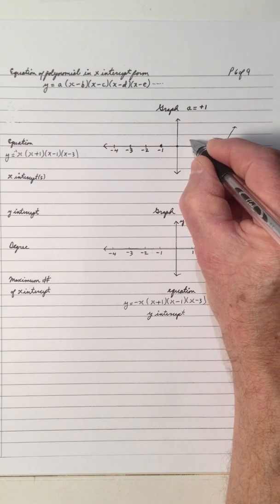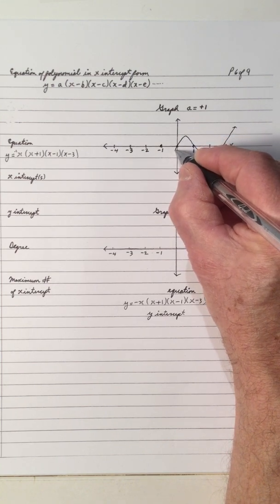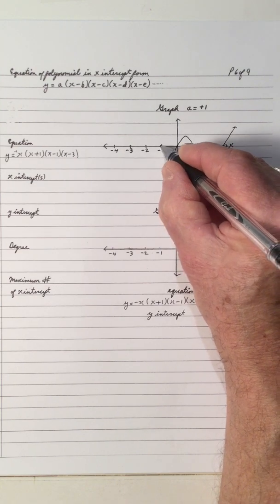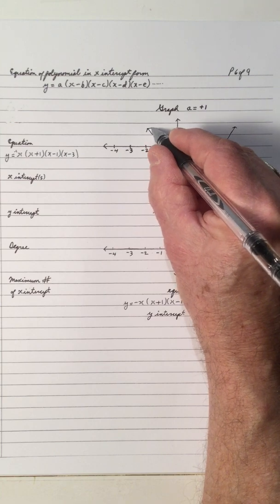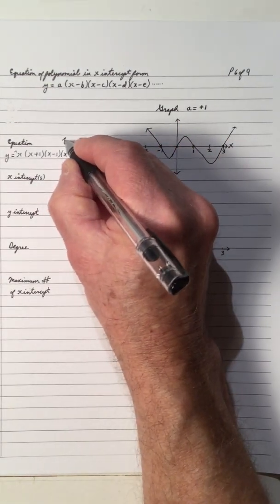Now it's gone up, so it's got to come down. Got to go through. It's coming down, and now it's got to go back up through this one. So it's got to do the bend. So there it is. And this is a quartic.